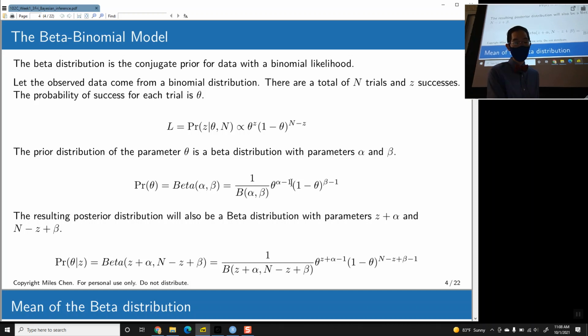Theta raised to the alpha minus 1, 1 minus theta raised to the beta minus 1. And we do have to kind of arbitrarily select those parameters, alpha and beta. Hopefully, we can do it in such a way that's a little bit informed and not just total guesses, but at the end of the day, it is a little bit subjective. It's not exactly a precise way to go about picking the prior distributions.